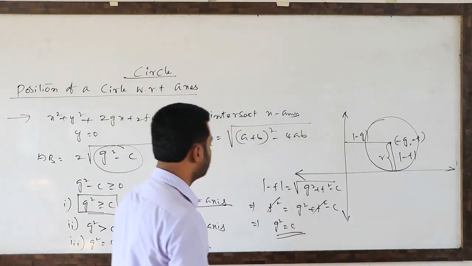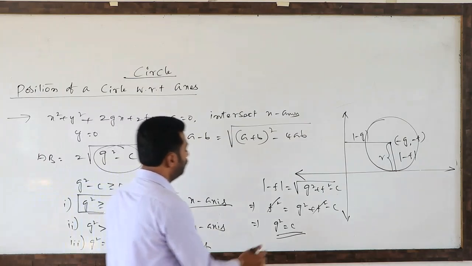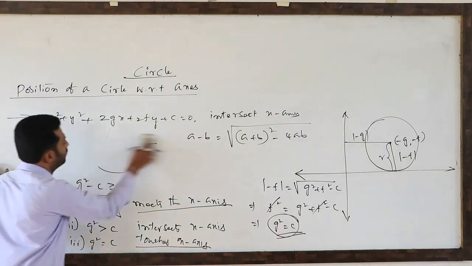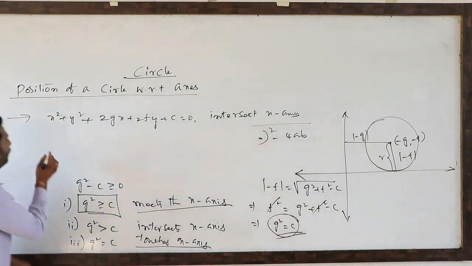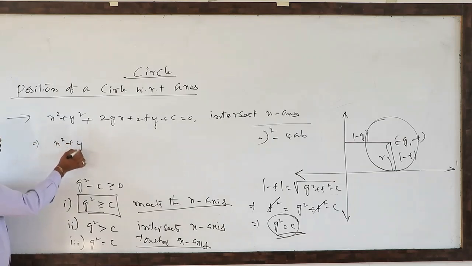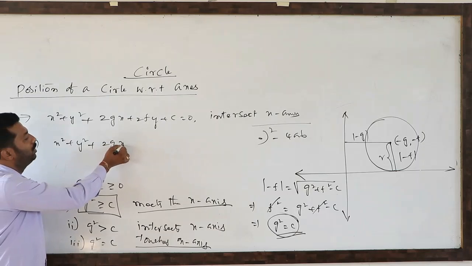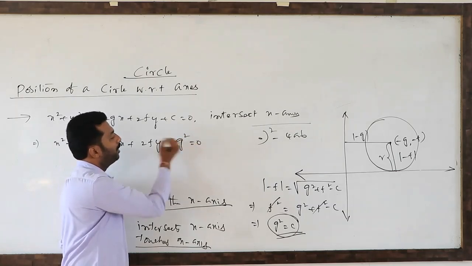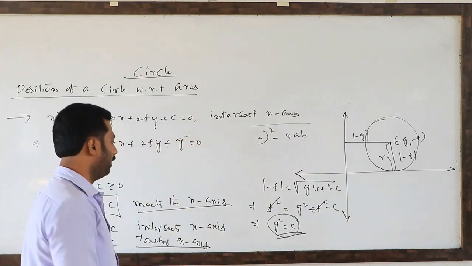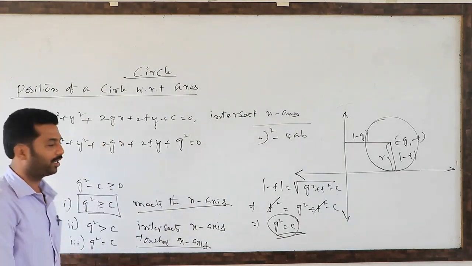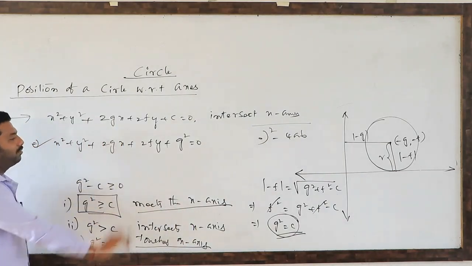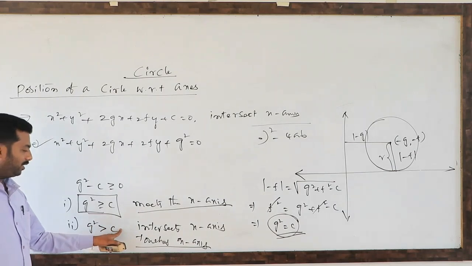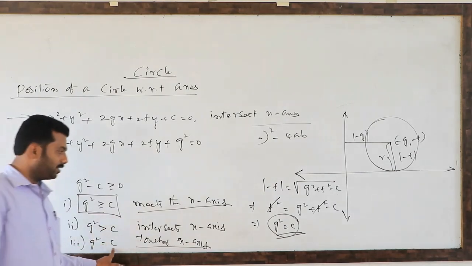Whenever a circle touches the x-axis, what is the condition? g² = c. Suppose g² = c, this circle touches the x-axis, so how do we rewrite it? You observe, x² + y² + 2gx + 2fy, what is the c value? We can write g², or g = ±√c also you can write. So that is the equation of the circle which touches the x-axis. You remember, g² > c means intersecting, g² = c means touches.